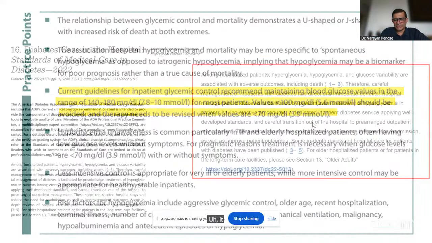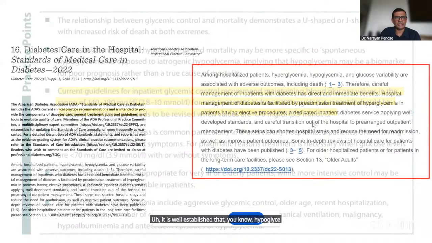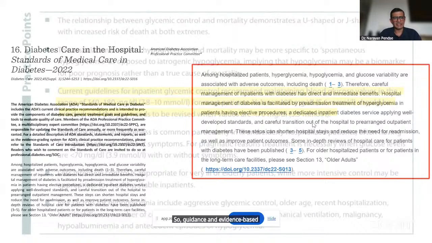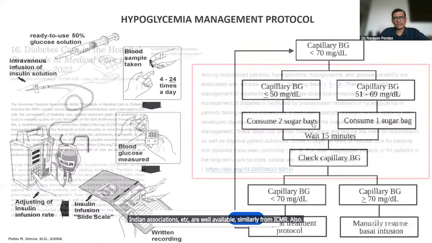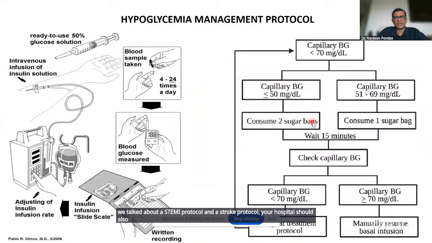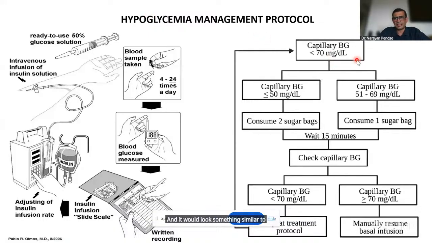I will come to this in a couple of slides. It is well established that hypoglycemia is problematic and that adequate glucose control in hospitals is required. So guidance and evidence-based medicine guidelines come from ADA, similarly from Indian associations, etc., are well available, similarly from ICMR also.